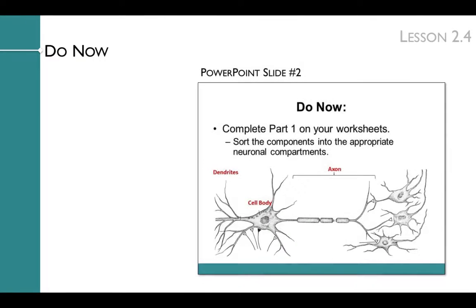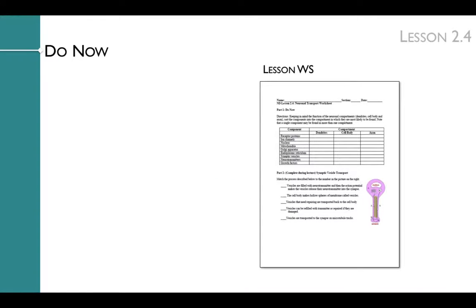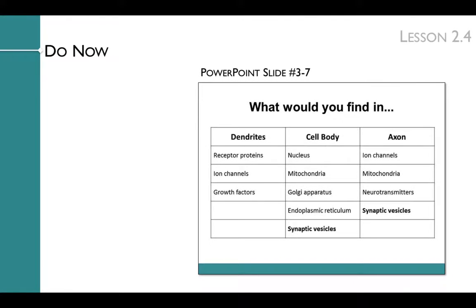In the do now, students complete part 1 of their lesson worksheets. The worksheet lists several functional components, mitochondria, growth factors, synaptic vesicles, and has students sort them into neuronal structures, dendrite, cell body, axon, in which they would likely be found. After giving the students a few minutes to complete this section of the worksheet, you'll use PowerPoint slides 3 through 7 to review the do now and sort each of the functional components into their proper neuronal compartment.